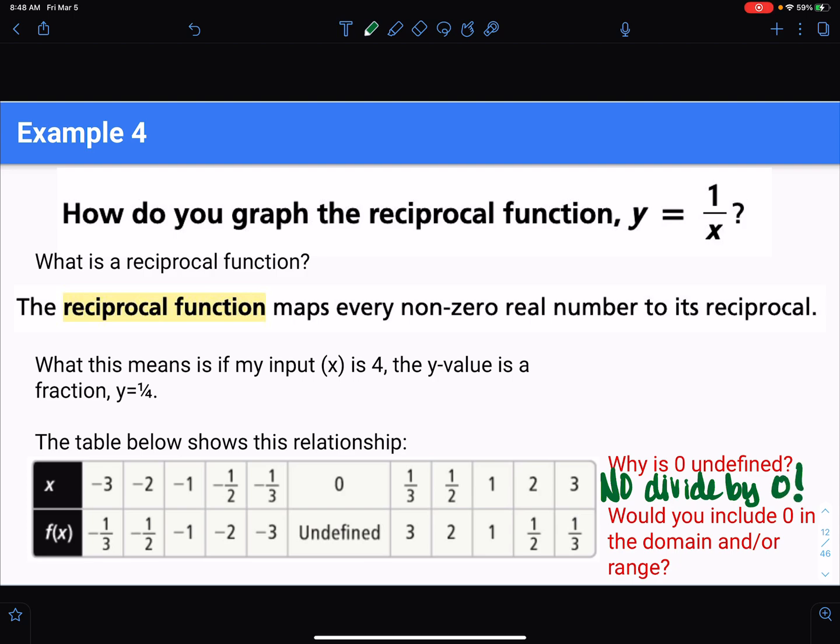So would I include it in the domain and range? No. So since I can't divide by 0, that's the one rule that I cannot ever have x be 0, because it'll give me an error for y.